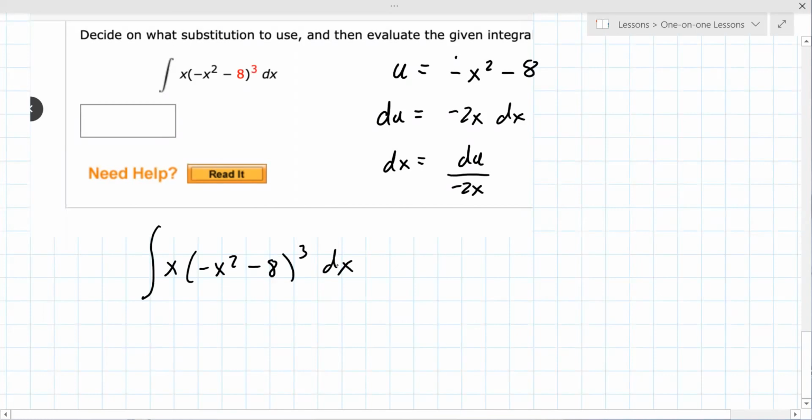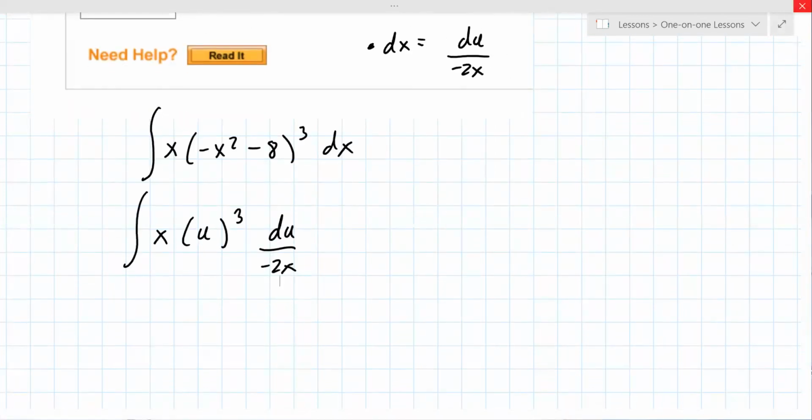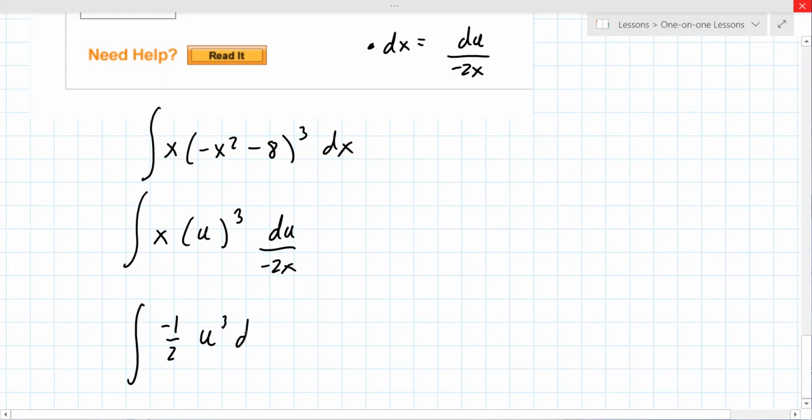And you're always going to substitute your u in, and you're always going to substitute your dx in. So this becomes the integral x. Your u is here, so this is u cubed, and dx is du over minus 2x. If you've done this correctly, you shouldn't have any x's when you're all done simplifying. Okay. So notice this x cancels this x. This 2 is on the bottom, so it's the integral negative 1/2 u to the power of 3 du.